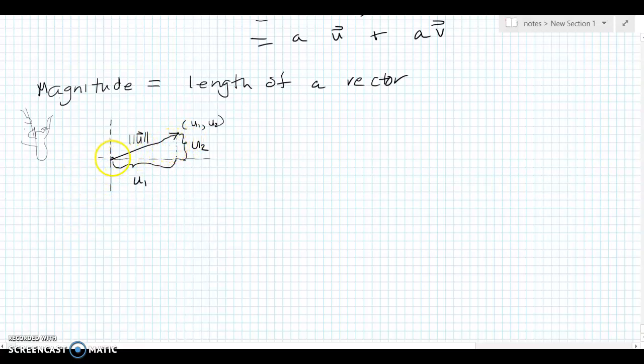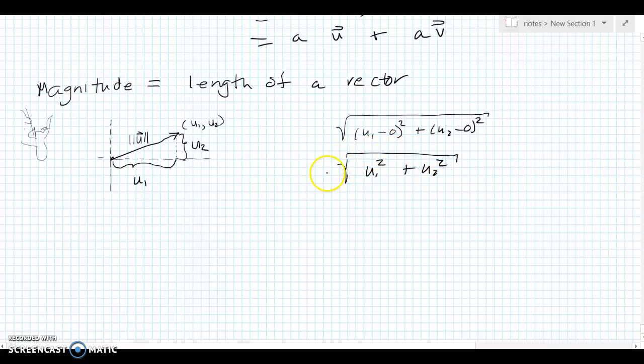Well, that's the distance between this point and that point, square rooted, right? That length is the same as our distance, which was U1 minus 0 squared plus U2 minus 0 squared, all under the square root. And of course, I don't need the 0, so we get U1 squared plus U2 squared. That's distance. That gives me the length of that vector, and we write this like that.